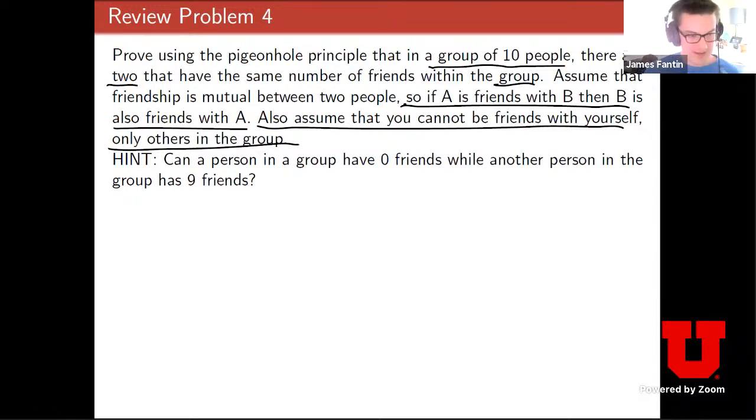And then we've got this hint given as well: can a person in a group have 0 friends while another person in the group has 9 friends? So maybe just take 30 seconds or so to think about this problem, and then we'll talk about how we could prove something like this with the pigeonhole principle.